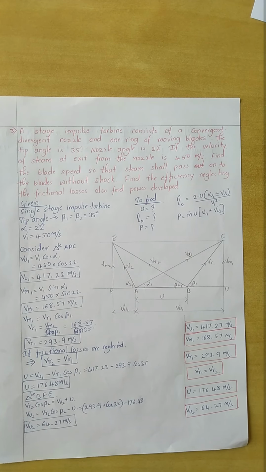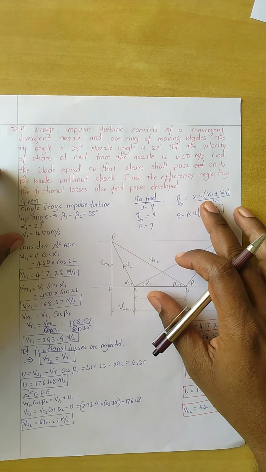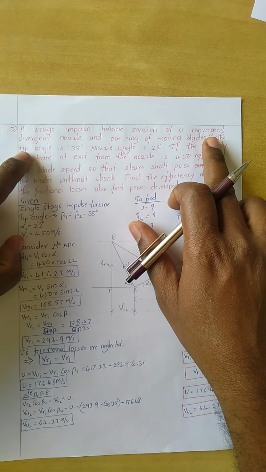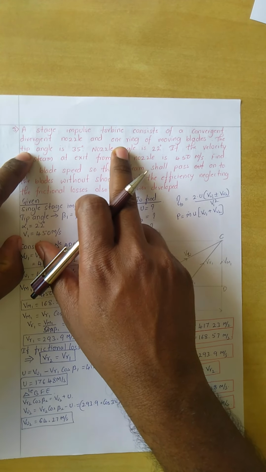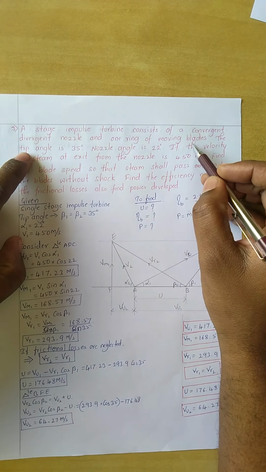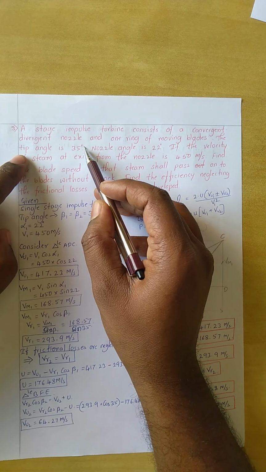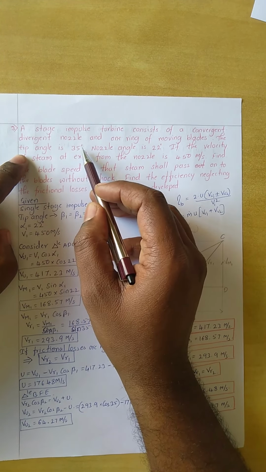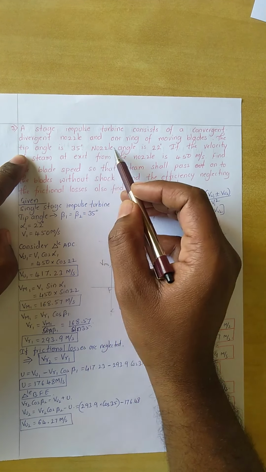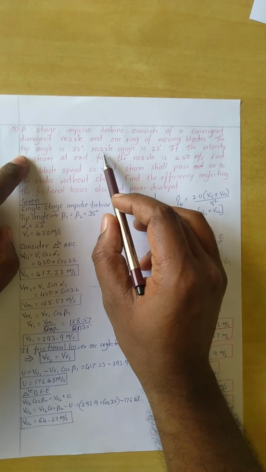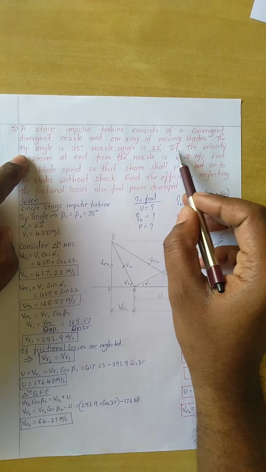A single stage impulse turbine consists of a convergent divergent nozzle and one ring of moving blades. The tip angle is 35 degrees. Tip angle here refers to blade angle beta 1, beta 2. Nozzle angle is 22 degrees.